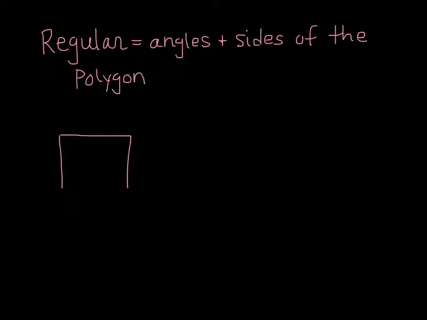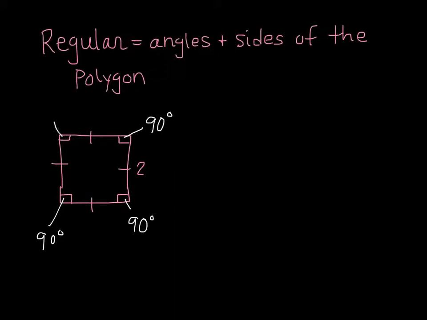So let's say I have, well, it doesn't quite look like a square. Let's say that these are all right angles, and let's say that these are all the same length. Let's say they're all 2. So that means that all of the angles are 90-degree angles, and all of the sides are 2. So this would also be 2, and 2, and 2.